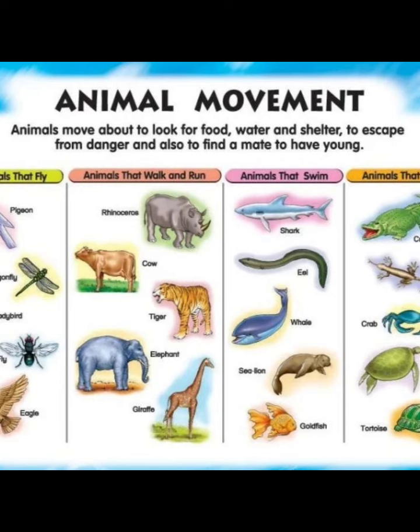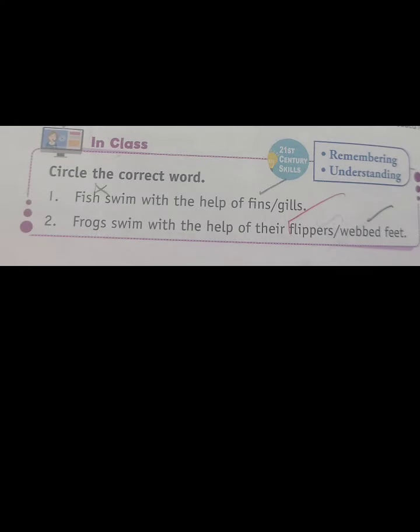Now, circle the correct word. Fish swim with the help of fins or gills. We know that fish always swim with the help of their fins. With the help of gills, fish can breathe. Second one is frogs swim with the help of their flippers or webbed feet. Frogs swim with the help of their webbed feet.